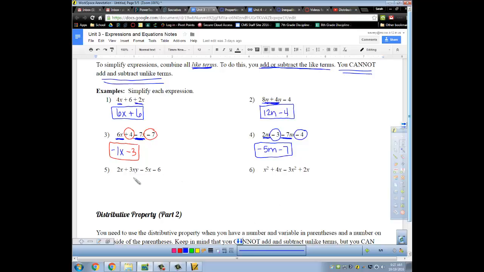Number 5, the most complex term I have is this 3xy. I'm going to look to see if I have any other terms that just say xy, which I don't. 2x and 5x have an x, but they don't have a y, so they are not exactly the same, so they are not like terms. So I'm just going to bring down this term. Done with that one. Then I have 2x minus 5x. 2x minus 5x is negative 3x. Done with those terms. Then I have a negative 6, so bring it down. I don't have any other like terms because I don't have any other xy's, I don't have any other x's, and I don't have any constants. So this is your final answer.